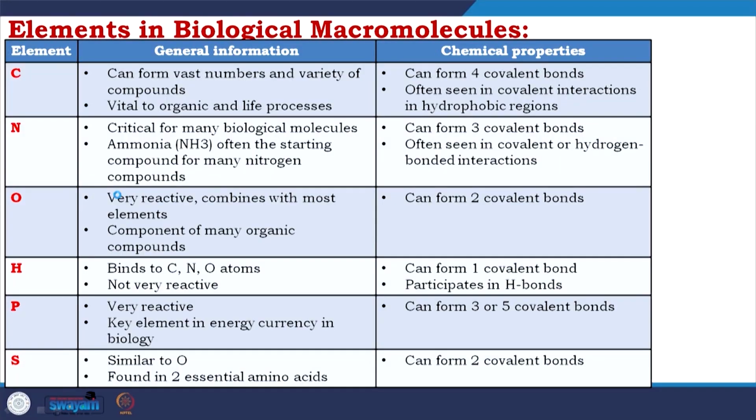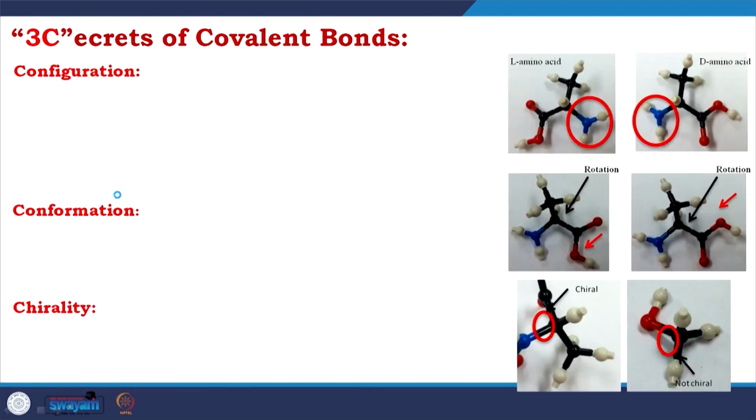Phosphorus, very reactive, key element in the energy currency in biology, which is ATP, can form 3 or 5 covalent bonds. Sulfur, similar to oxygen, found in 2 essential amino acids, which are cysteine and methionine, can form 2 covalent bonds. Now, coming to a very interesting part. I call them three secrets of covalent bonds, and it is very interesting to look at in this basic part, which will be repeating in a huge way when we are considering the macromolecules.